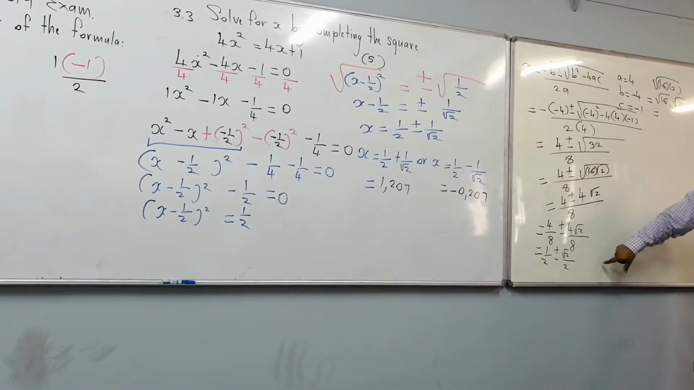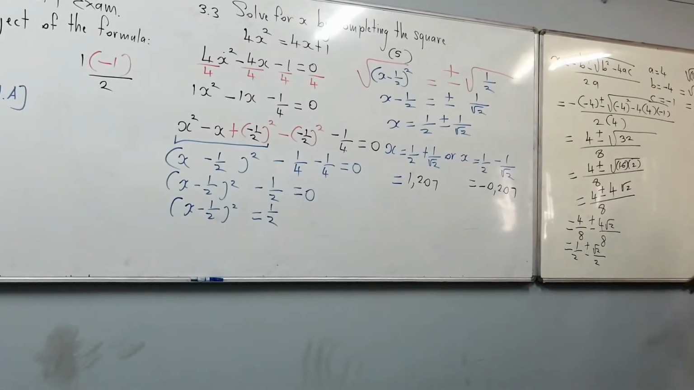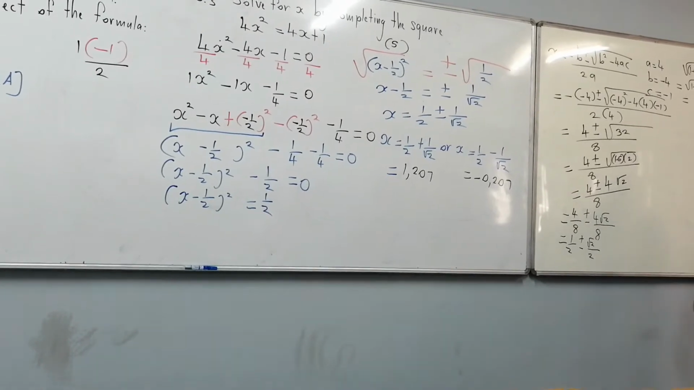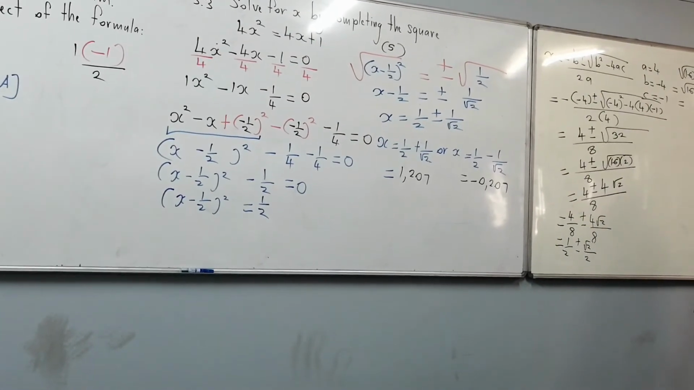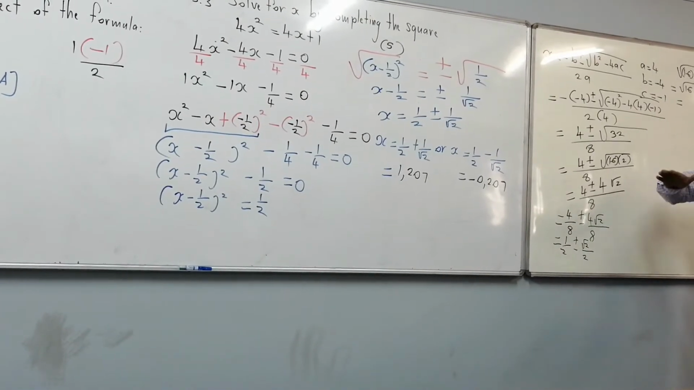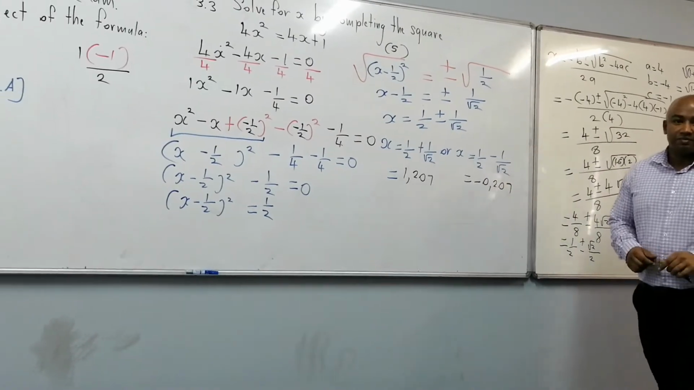But if you do this on a calculator, let's see what we get. Put in 1 over 2 plus root 2 over 2. Do we get the same answer? Yes, we get the same answer. It's just that here there is no root in the denominator. Here your root is in the denominator.